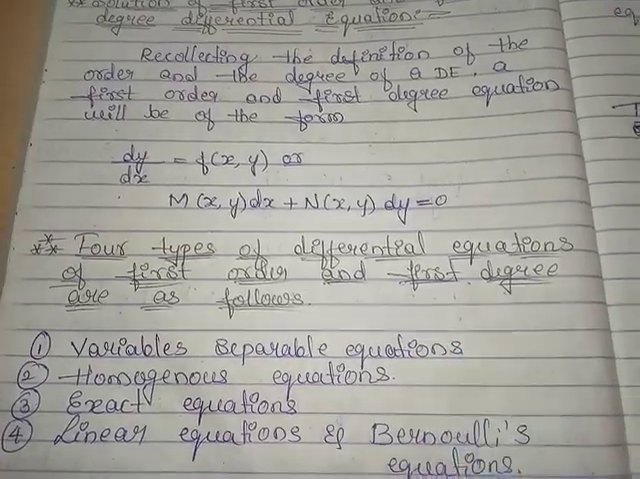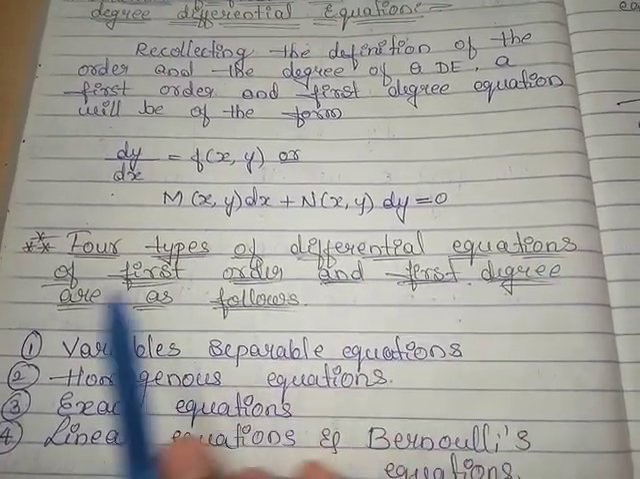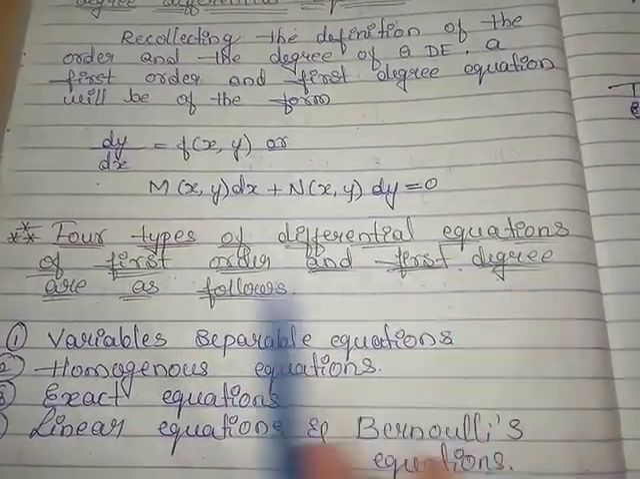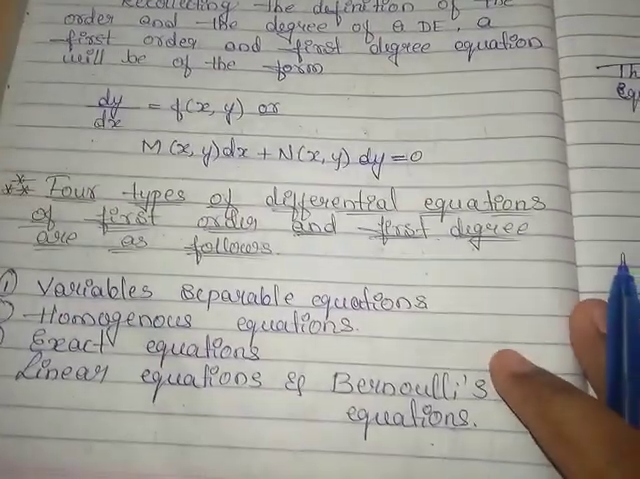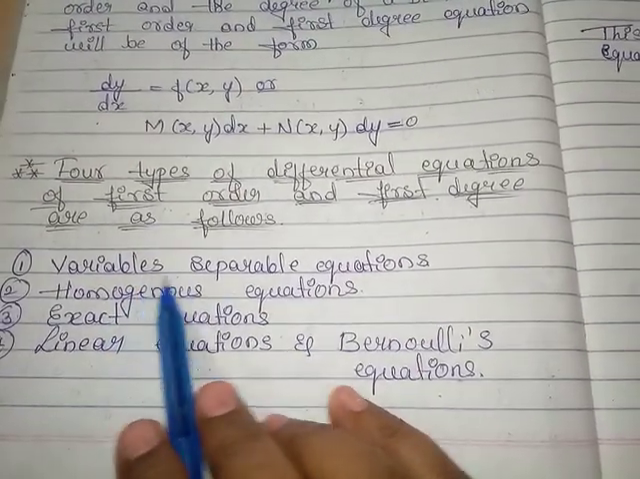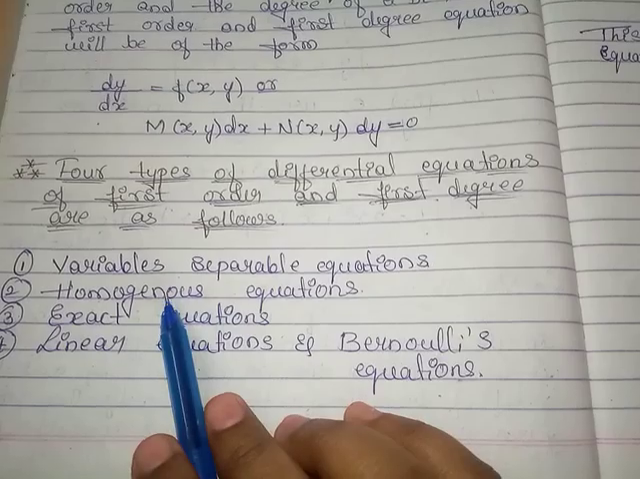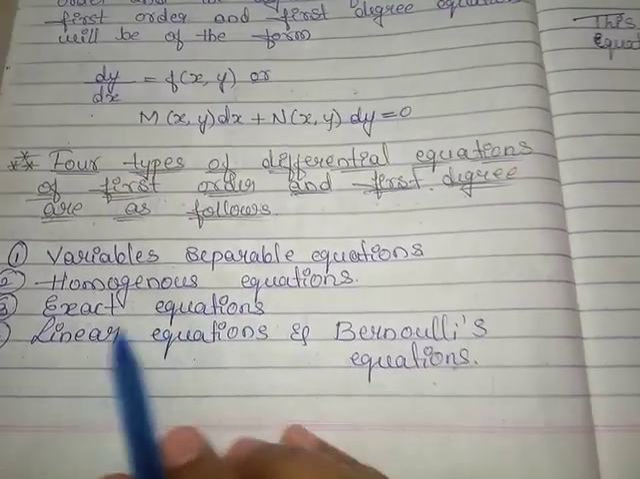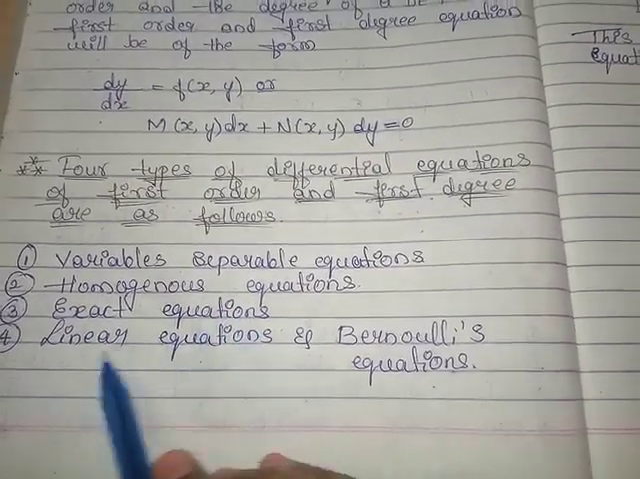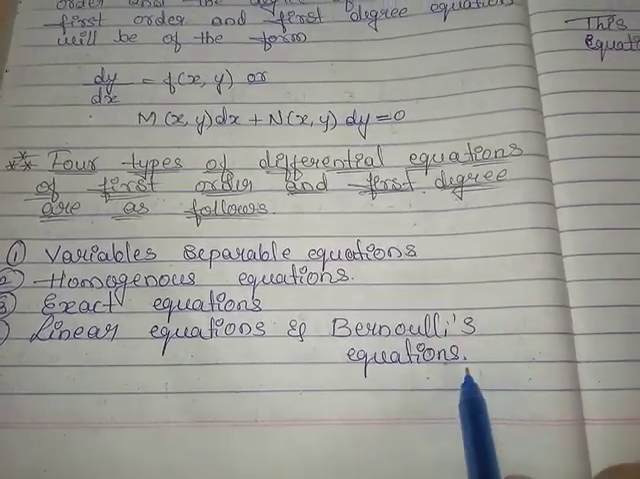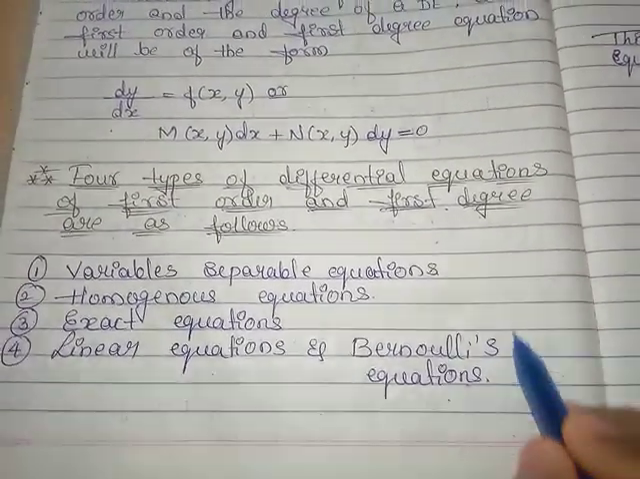Here we have 5 types of differential equations for first order and first degree as follows. First one is variable separable equations. Next are homogeneous equations, exact equations, linear equations and Bernoulli's equations.